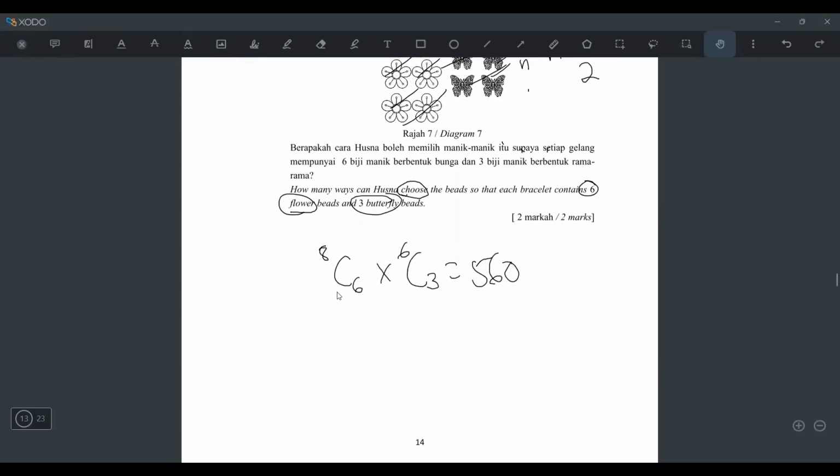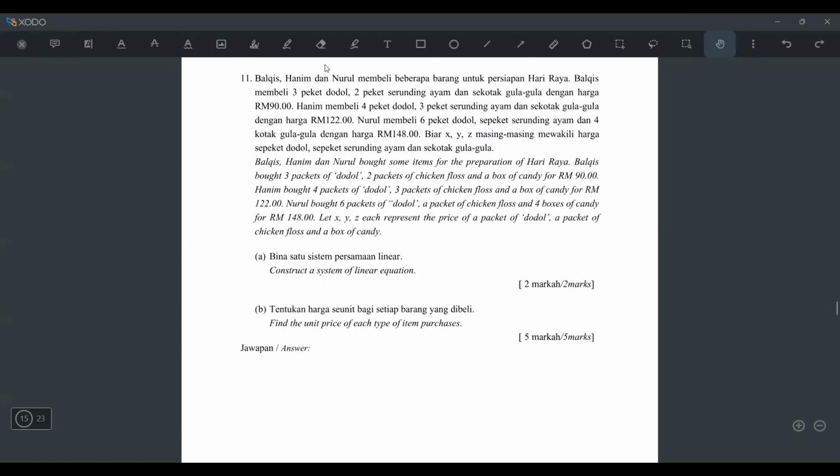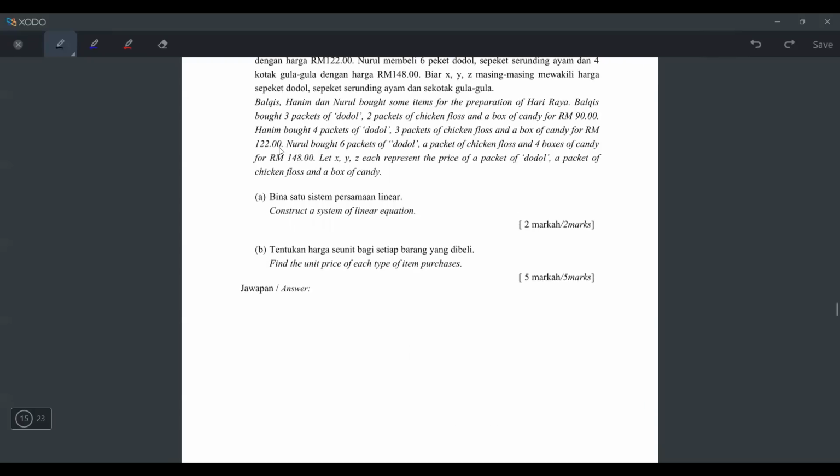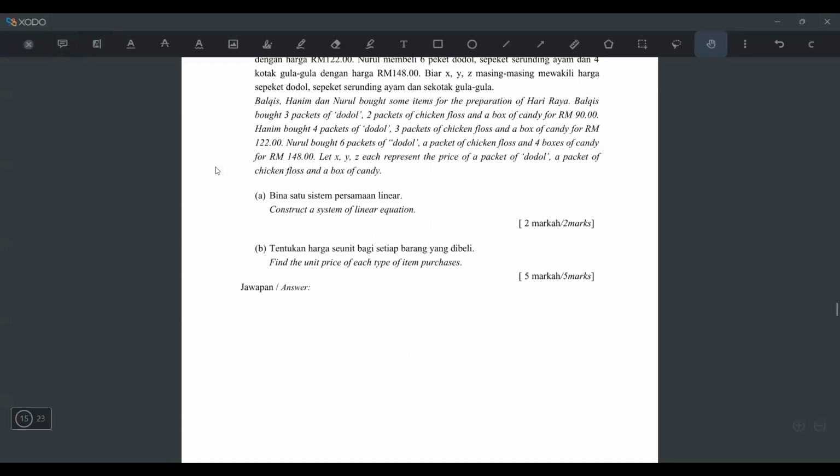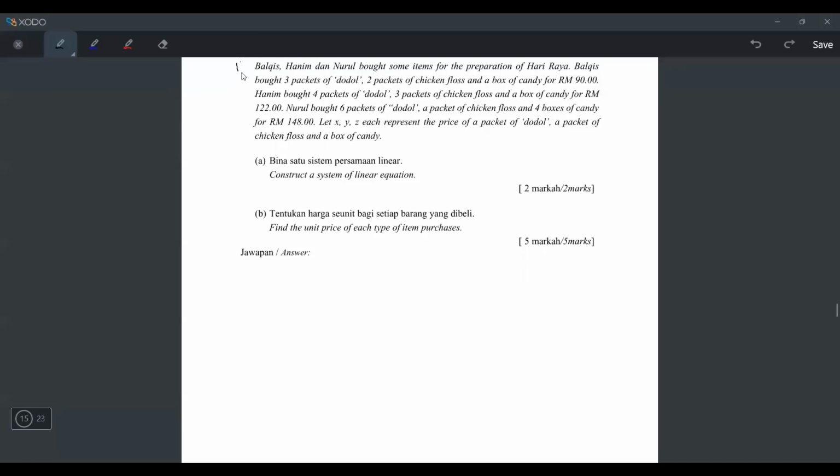All right, let's go to question 11. Okay, let's scroll down a bit. So question 11 says what? Balkis, Hanim, and Nurul bought some items for the preparation of Hari Raya.